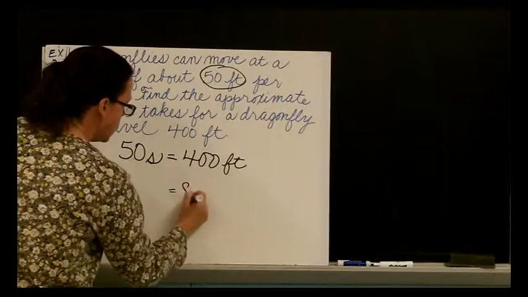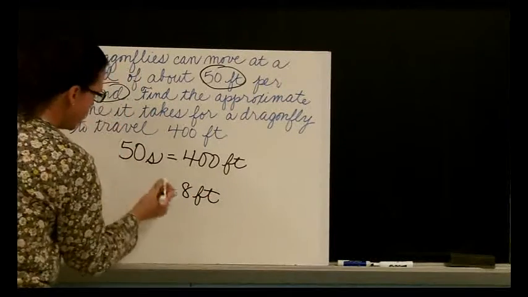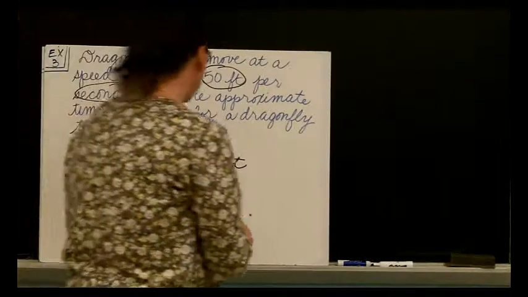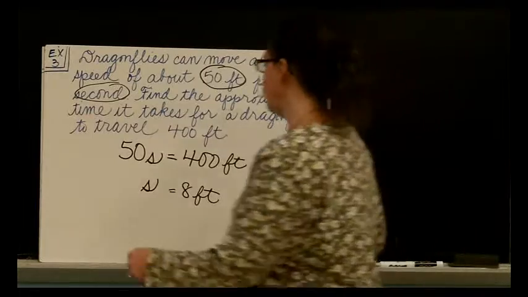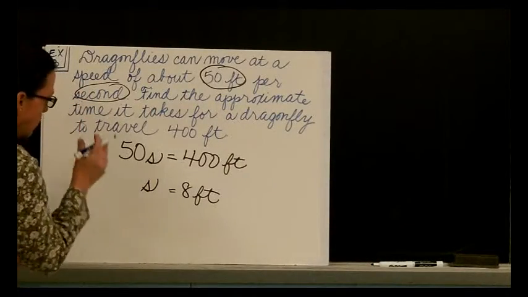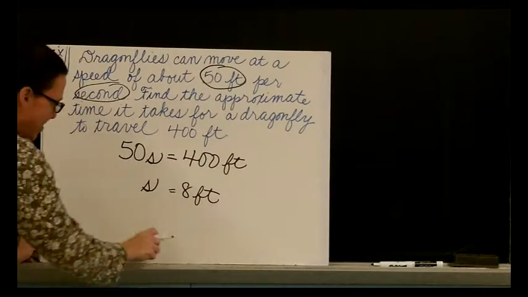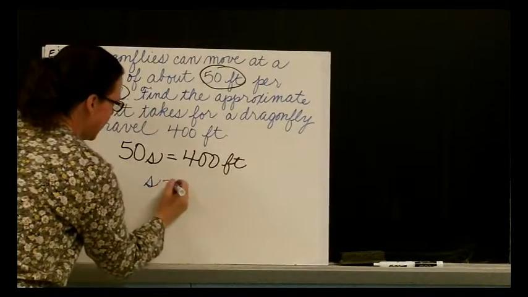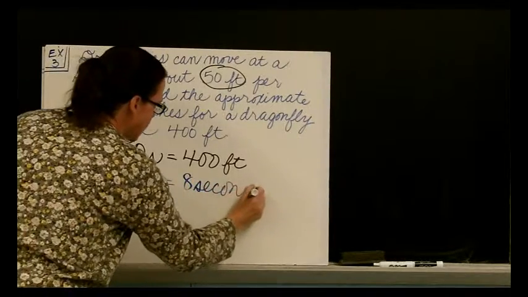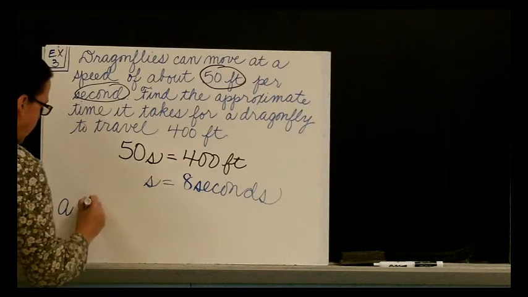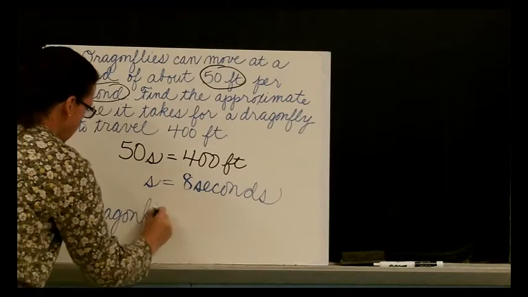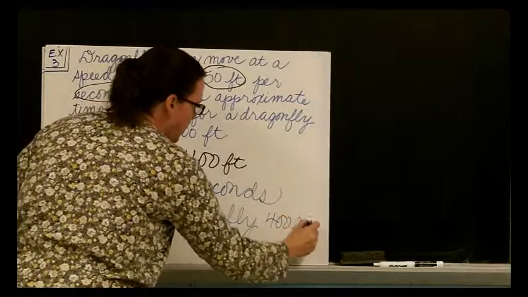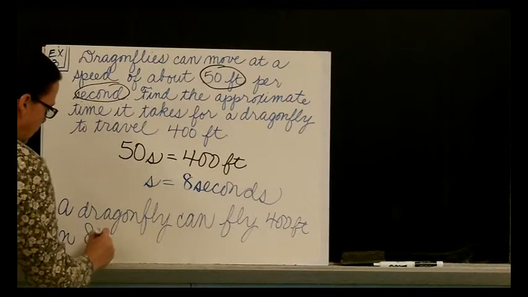50 times 8 is the answer. Pardon me, I'm sorry. So the time it takes is 8 seconds. So a dragonfly can fly 400 feet in 8 seconds.